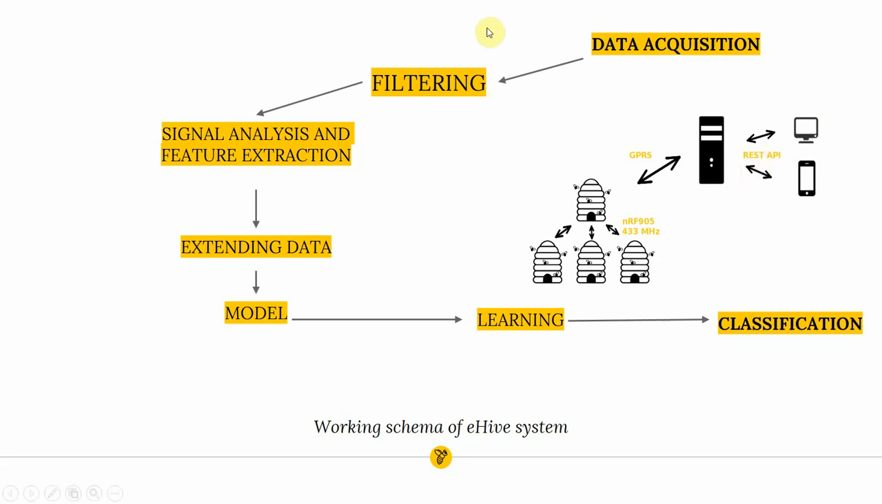But before we do, we need to make this whole sequence of steps. We need to filter the data, we need to extract particular features that allow us to get some significant information. We also made some extensions of the data, because usually the data that we grab directly from the hives are not sufficient. Then based on them we made a model that is learned, and then we may perform some classification tasks that I will talk about later.